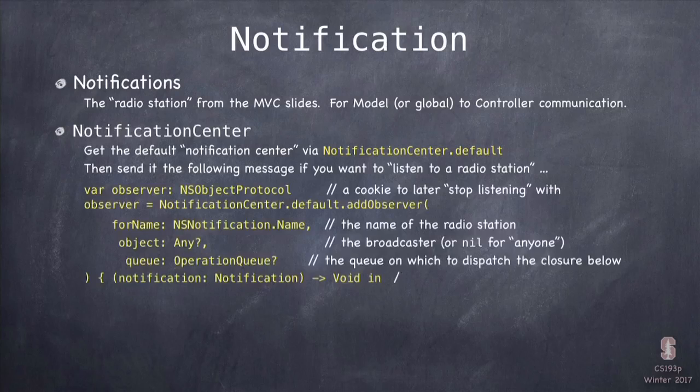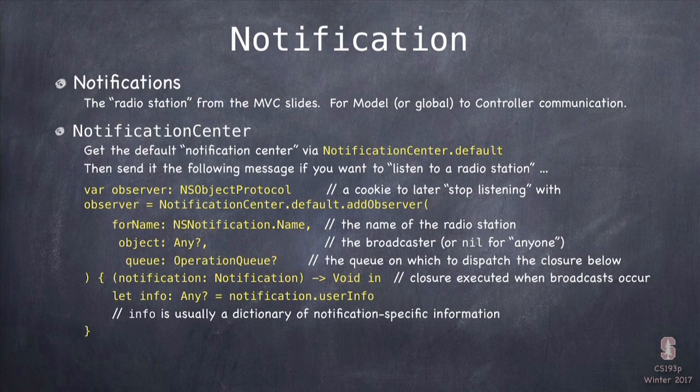The key to making notifications work is this class called NotificationCenter. There is a default notification center which you get by accessing the static var called default on NotificationCenter. So you have NotificationCenter.default, which gives you this default notification center. And once you have it, you can do two things: you can sign up to listen to radio broadcasts, or you can broadcast. Super simple API, really, they did a nice job with this one.